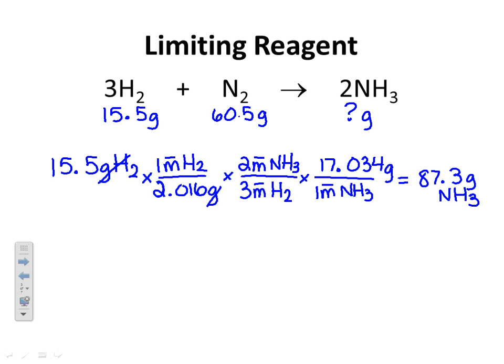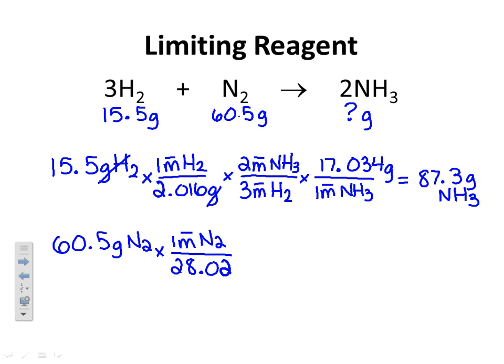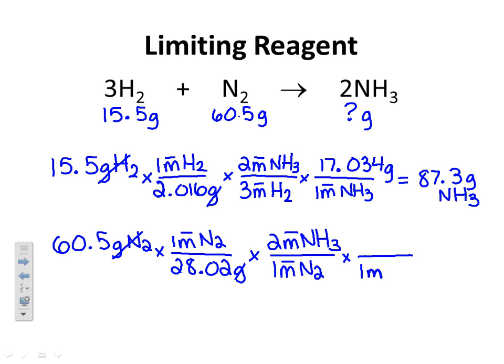Now we're going to do the exact same thing for the N2. 60.5 grams of N2, 1 mole of N2 weighs 28.02 grams. For every 1 mole of N2, you produce 2 moles of NH3, and 1 mole of NH3 is 17.034 grams. So this time you get 73.6 grams of NH3. So that's our answer.